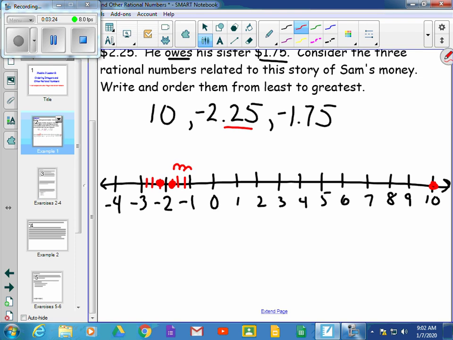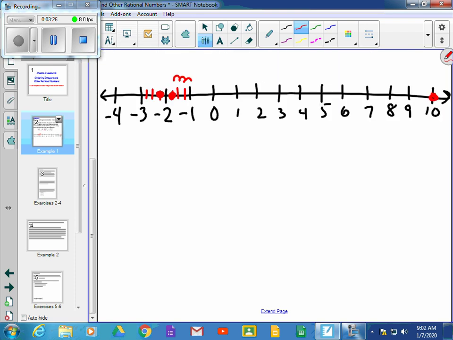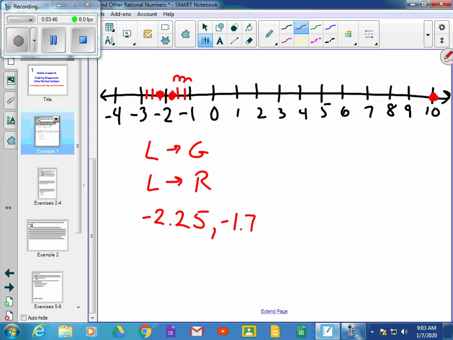Now that I have my points plotted, I can just list those points from left to right. Least to greatest, I can go left to right. Just read them left to the right. So my smallest number is the one that's farthest left. That's negative 2.25. Then I get negative 1.75. And then finally, the furthest to the right is the 10. So the order that I have is negative 2.25, negative 1.75, and 10.